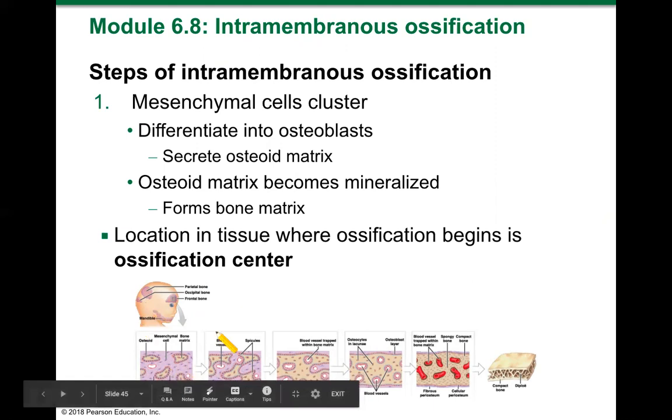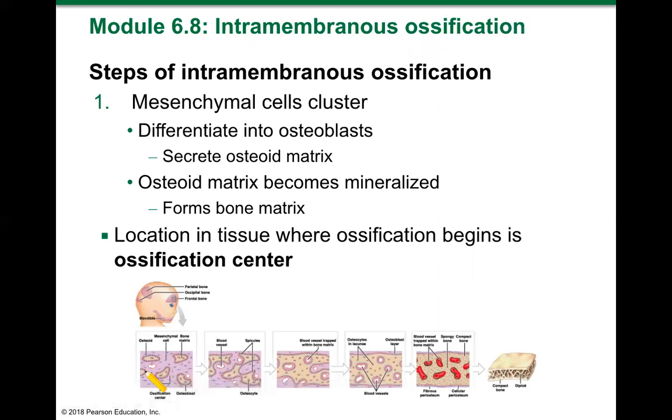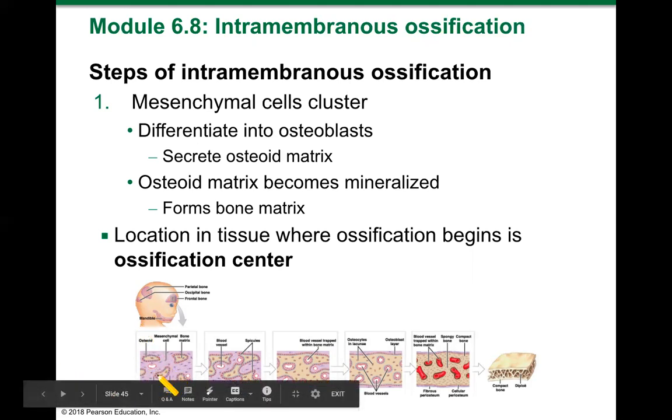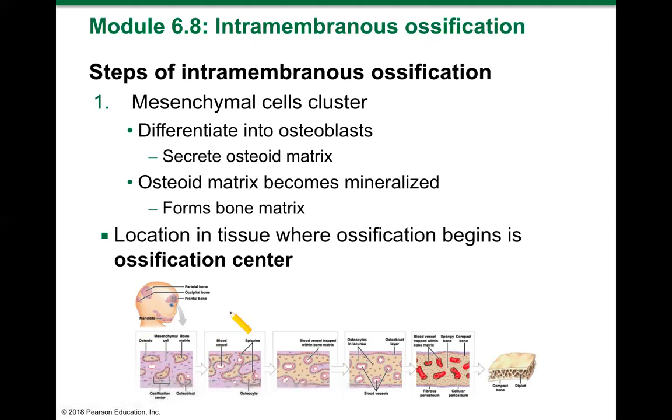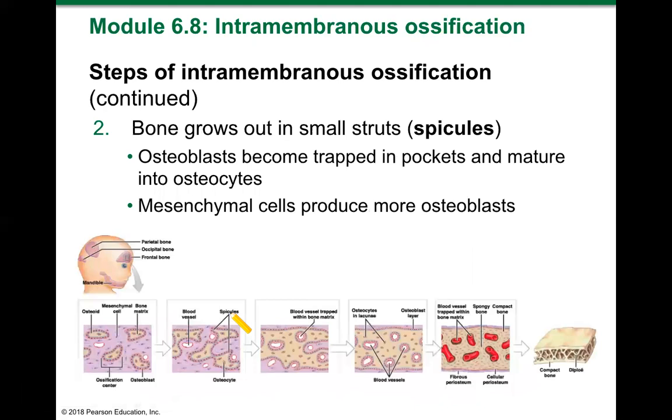So what you're going to see, and I know this is really small, so you might want to jump to your book here, is these mesenchymal cells are going to cluster and differentiate into osteoblasts. Osteoblasts are building cells, B for building. We want to remember the plus. So this is going to add matrix. That matrix is going to become mineralized, and this is going to be called the ossification center. And here down below, you can see an ossification center. Oh no, this one's bigger.